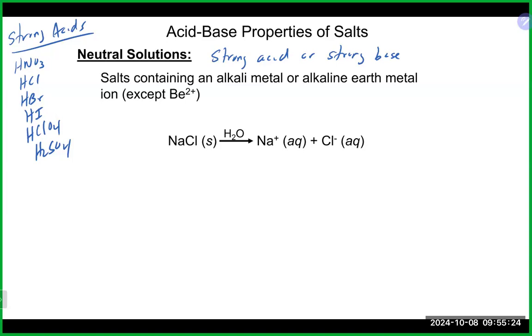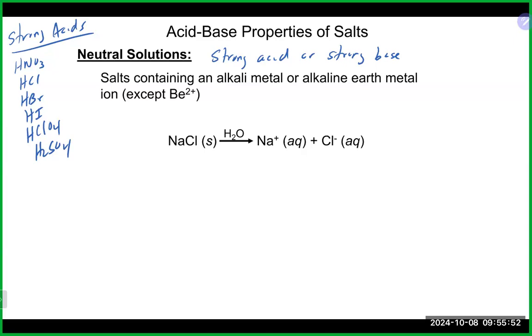And salts that contain anybody from group 1 and 2 on the periodic table will also produce pretty much neutral salts. That's really because group 1 and 2 on the periodic table, as we talked about, is where your strong bases come from. Things like sodium hydroxide, potassium hydroxide, calcium hydroxide, and so forth. So group 1 and group 2 is pretty much your strong bases, and obviously here are your strong acids.